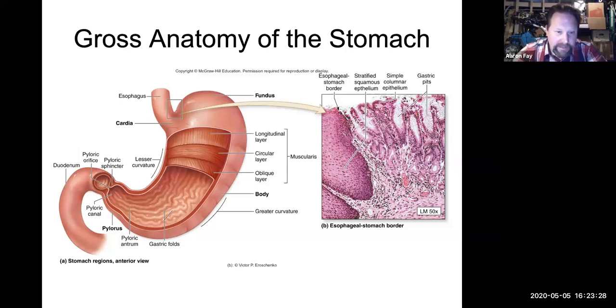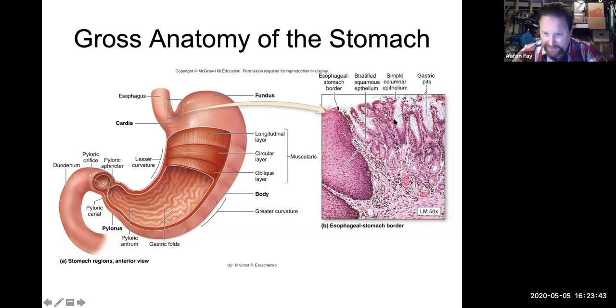Let's see. If you look at the inside of the stomach, you're going to find lots of ridges and grooves, called gastric folds, or another name for them is rugae. I do believe that's everything in this picture right here.